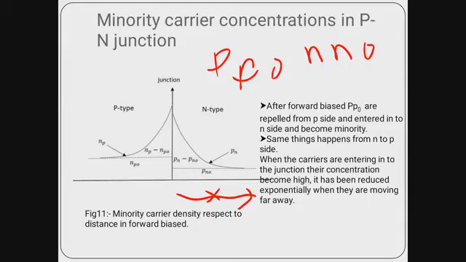Similarly, when electrons are moving towards the P-type from the N side to the P side, their concentration is much higher across the junction, but when they move from the junction towards the bulk of the material, the plot decays exponentially. This is basically the plot of minority carrier concentrations in forward biased mode.